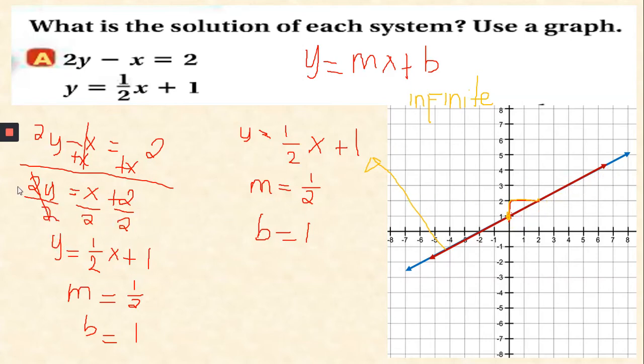Try to observe our 2 equations. We have here, the first equation has a slope of 1/2, and the second equation has also a slope of 1/2. They have the same y-intercept. And try to observe, they are exactly the same. If the 2 lines or the 2 equations are exactly the same, so it is very obvious that it has infinitely many solutions. Can you follow? Let us proceed to the next one.